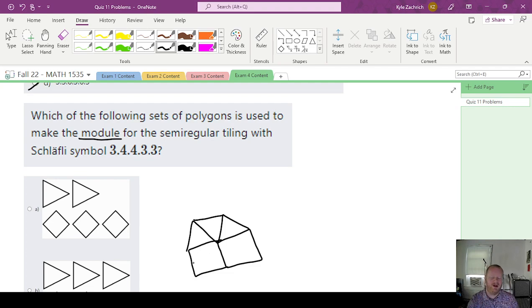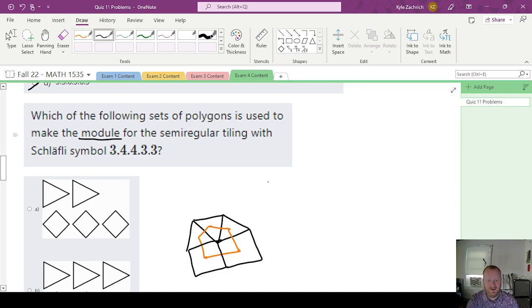3, 4, 4, 3, and another triangle 3. Make that up. This should look familiar if you saw the last video. And I've got 1, 2, 3, 4, 5 different pieces there. If I connect the inside of all of them.